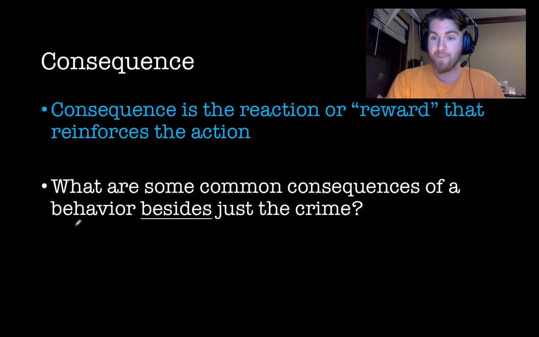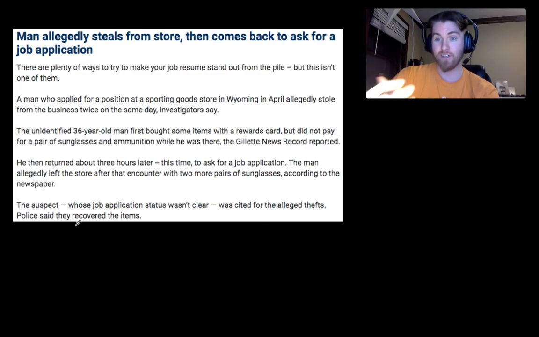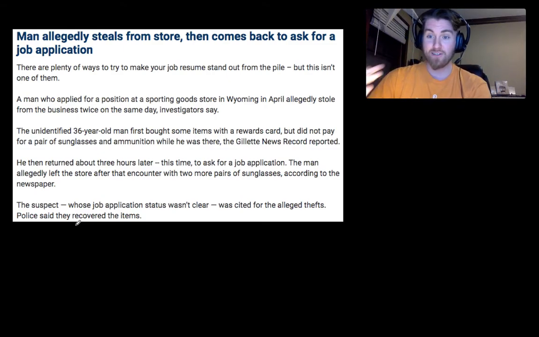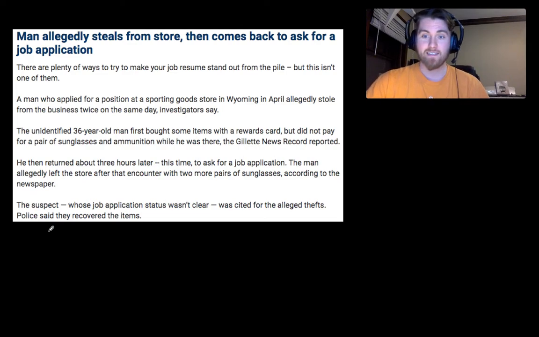It's the ABCs. So here's what I want to do with you: I want to run through a couple of odd scenarios and talk about the ABCs. The first one that I have is that a man allegedly steals from a store and then comes back and asks for a job application. Both of these crimes that I'm going to go over together are recent crimes. I literally typed in weirdest crimes of 2020, and both of these came up. So I want to talk about what the ABCs are that we could say for each of these crimes.